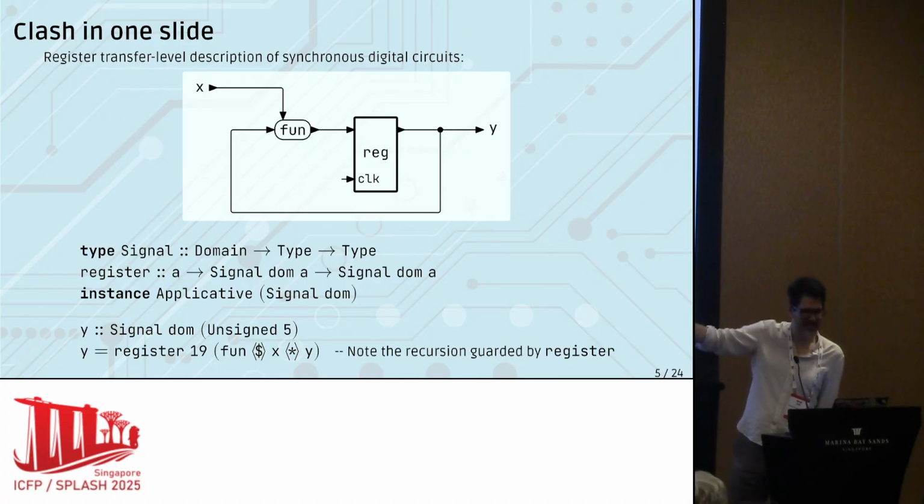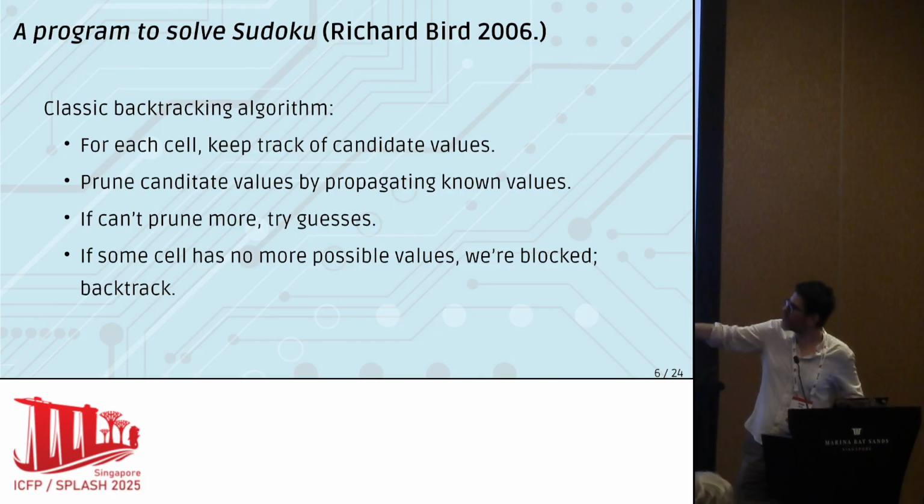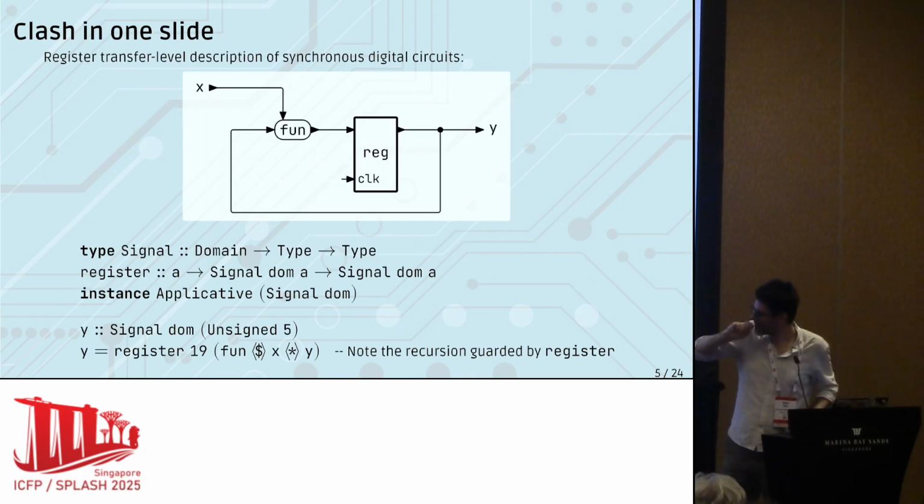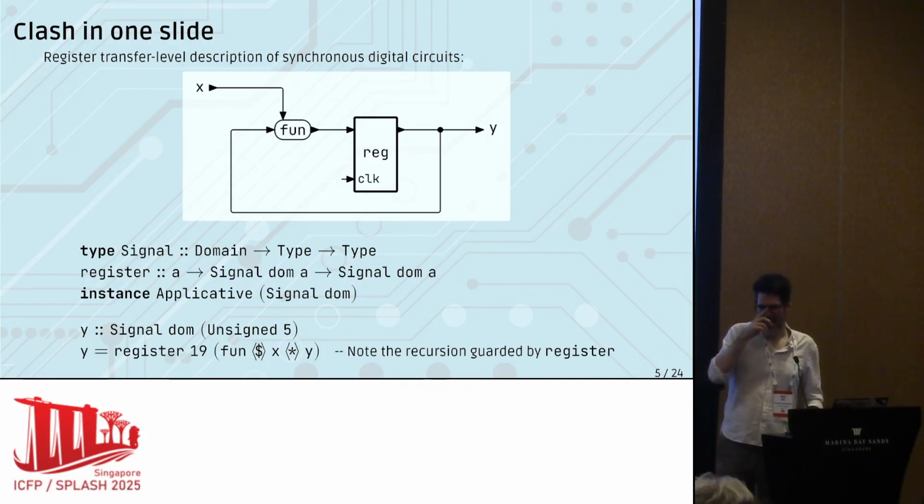So this is recursive, right, in y, but note that the recursion is guarded by the register call, and that's the important part, because that's why it describes this circuit instead of describing some not really meaningful circuit where you have a direct feedback line. And also, just one more thing. You can see that its type is unsigned 5, which means it's a 5-bit wide unsigned number.